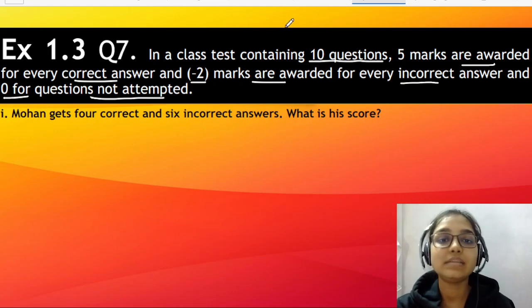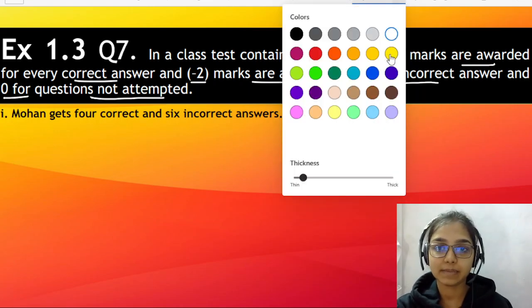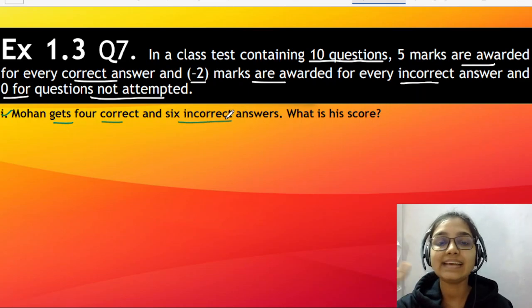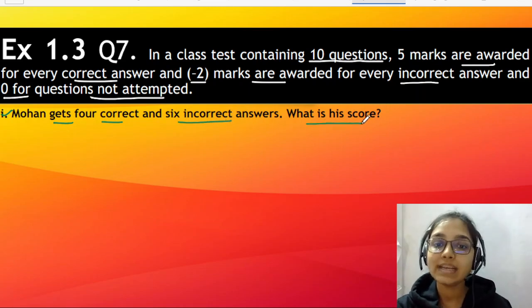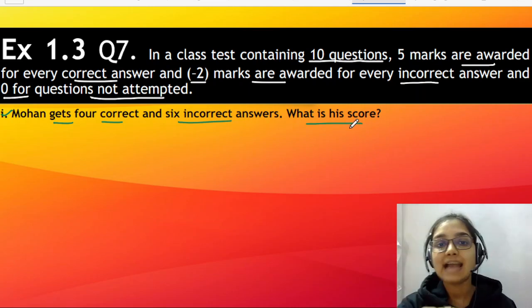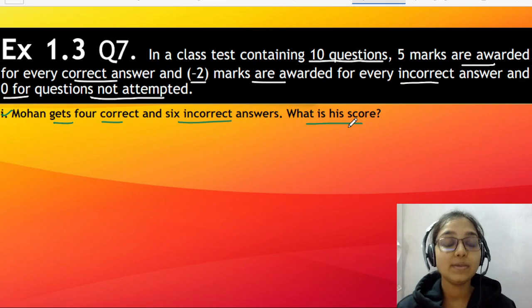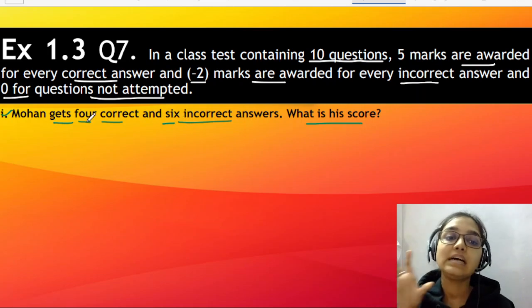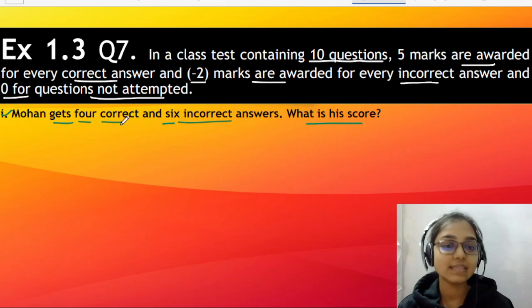So let's see what the first subpart is asking. In the first subpart, it says Mohan gets 4 correct and 6 incorrect answers. What is his score? Now there is a student named Mohan, he has attempted the test and he has attempted all the 10 questions. See over here, 4 correct, 6 incorrect. So 4 plus 6 is 10. Out of 10 questions, for 4 questions he has given the correct answer, for 6 questions he has given incorrect answers.